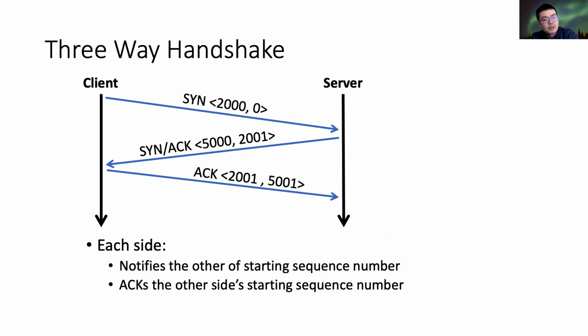Any questions so far? So this is a three-way handshake. After this process, the connection is established. In your programming concept, the socket will be returned. Then you can use the socket to send whatever you want, and you know that it's between the client and the server.